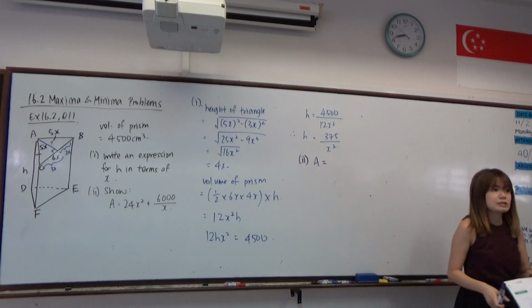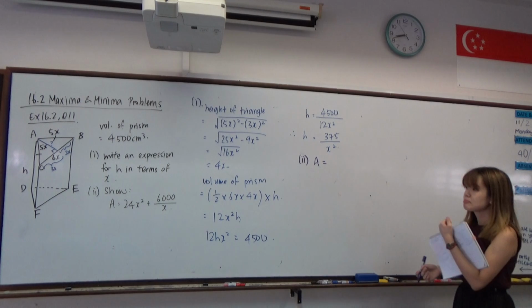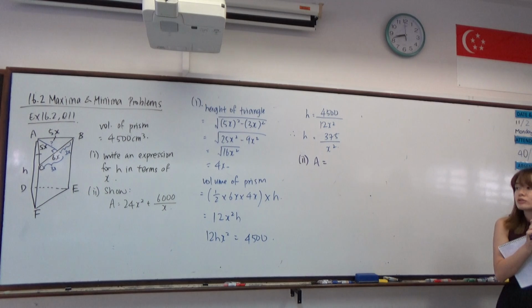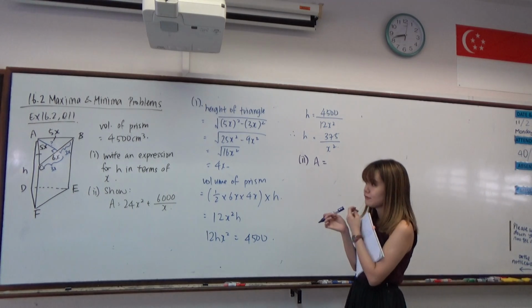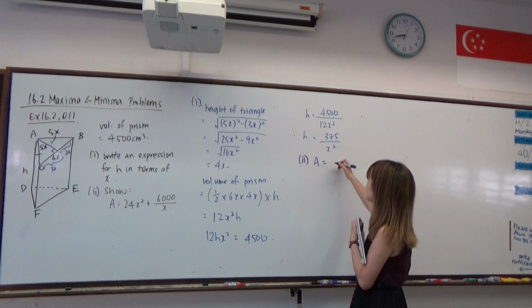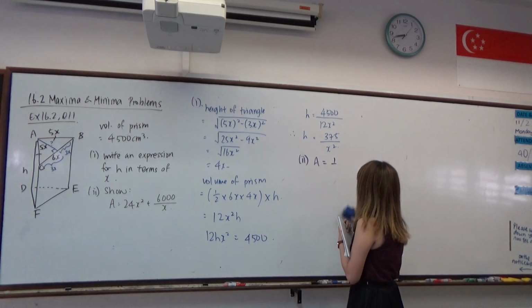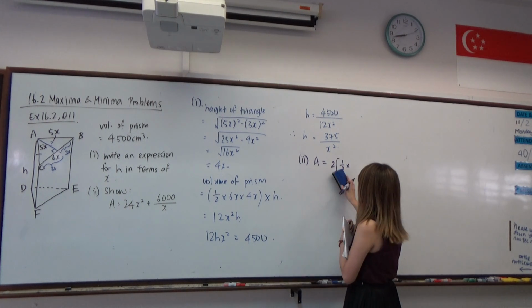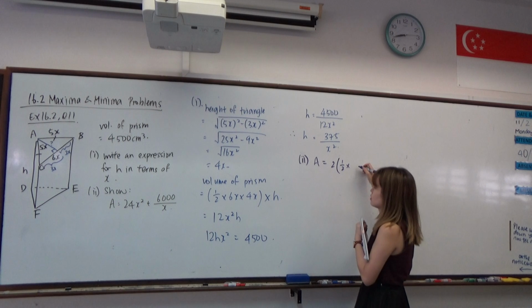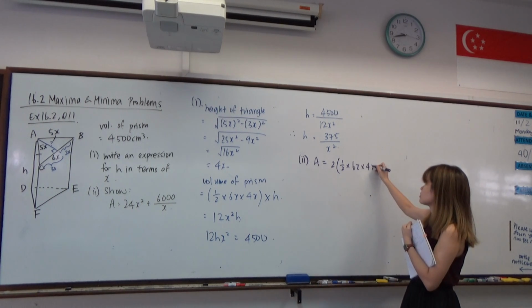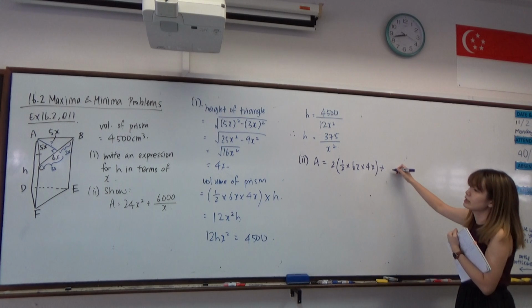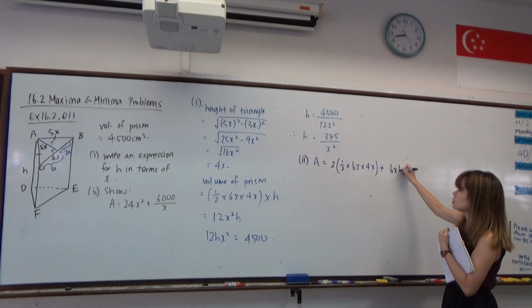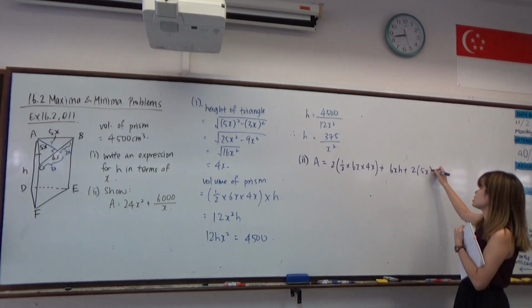How do we find that total surface area? Find the area of the two triangles, and then after that find the area of the three rectangles, right? So the two triangles are the same, so 2 times half times 6x times x. Okay, then after that plus the area of the rectangles, so we have one that is 6x times h and 2 of it that is 5x times h.